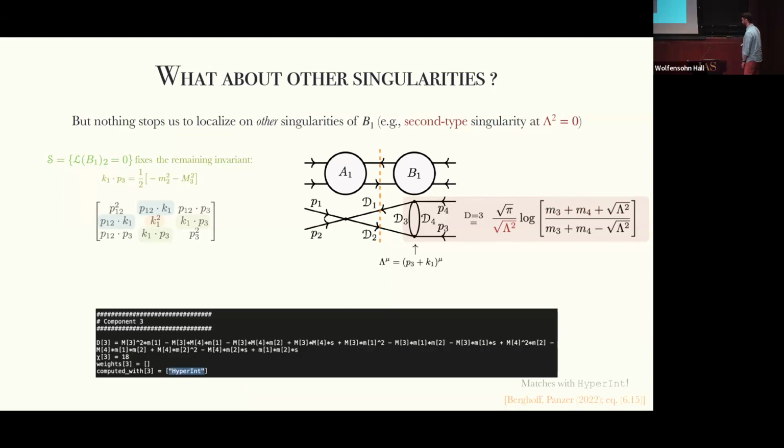And if we expand the gram determinant, we get the singularity that hyperints find. And both of these singularities are the only non-trivial singularities that are accessible from the maximal cut.